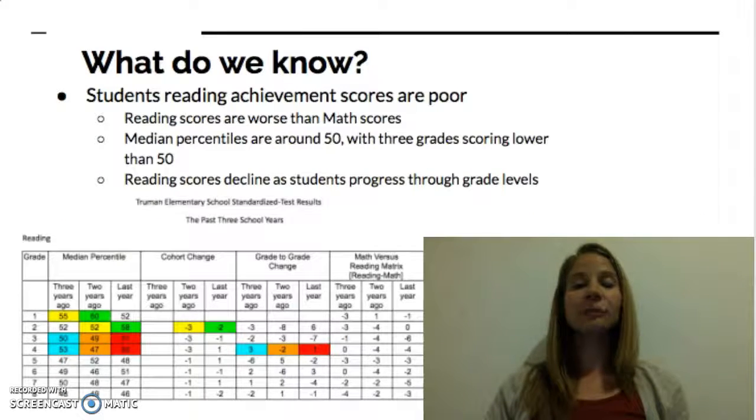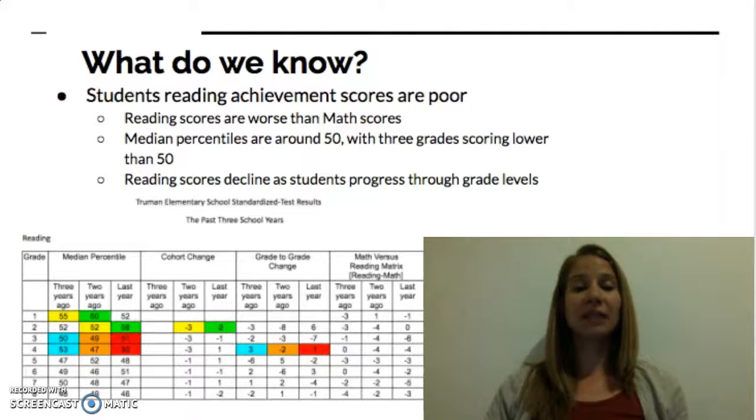What else do we know? The students' reading achievement scores are poor. The reading scores are worse than their math scores. If you look at this chart on the right-hand side, you can see the difference between the reading and math scores in the past 3 years. In almost all the areas, the reading scores are worse than the math.